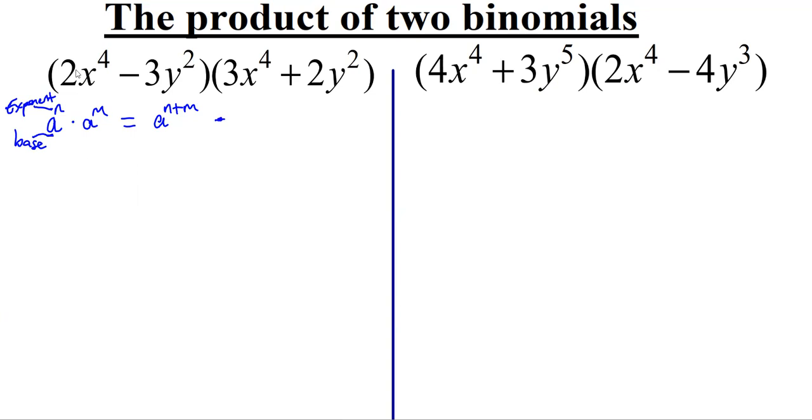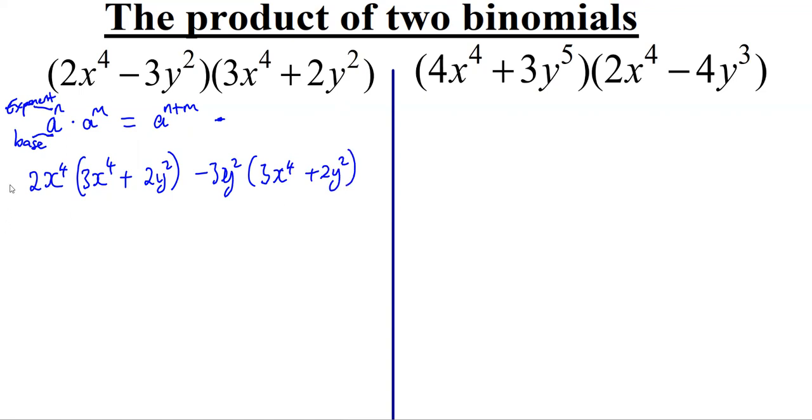So now let's see here how we're going to solve this. Remember from what we have learned now, it's going to be x to the power 4 in bracket 3x to the power 4 plus 2y squared, then minus 3y squared in bracket here 3x to the power 4 plus 2y squared. That's what we get there.